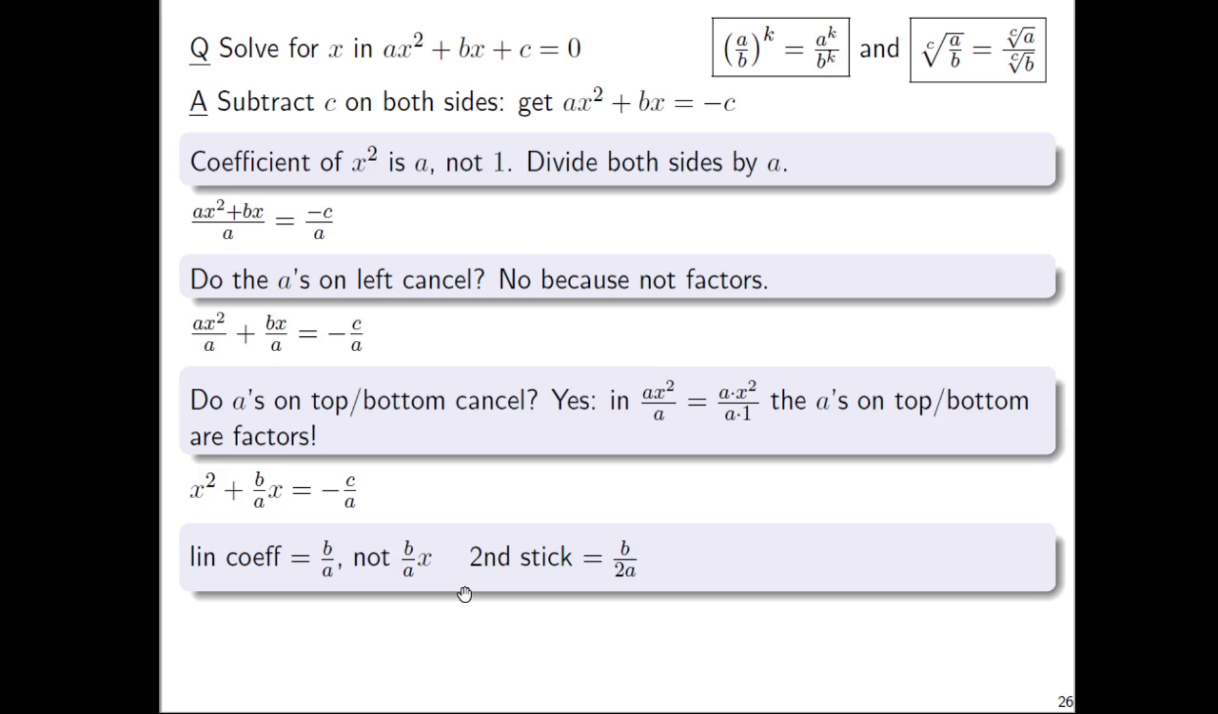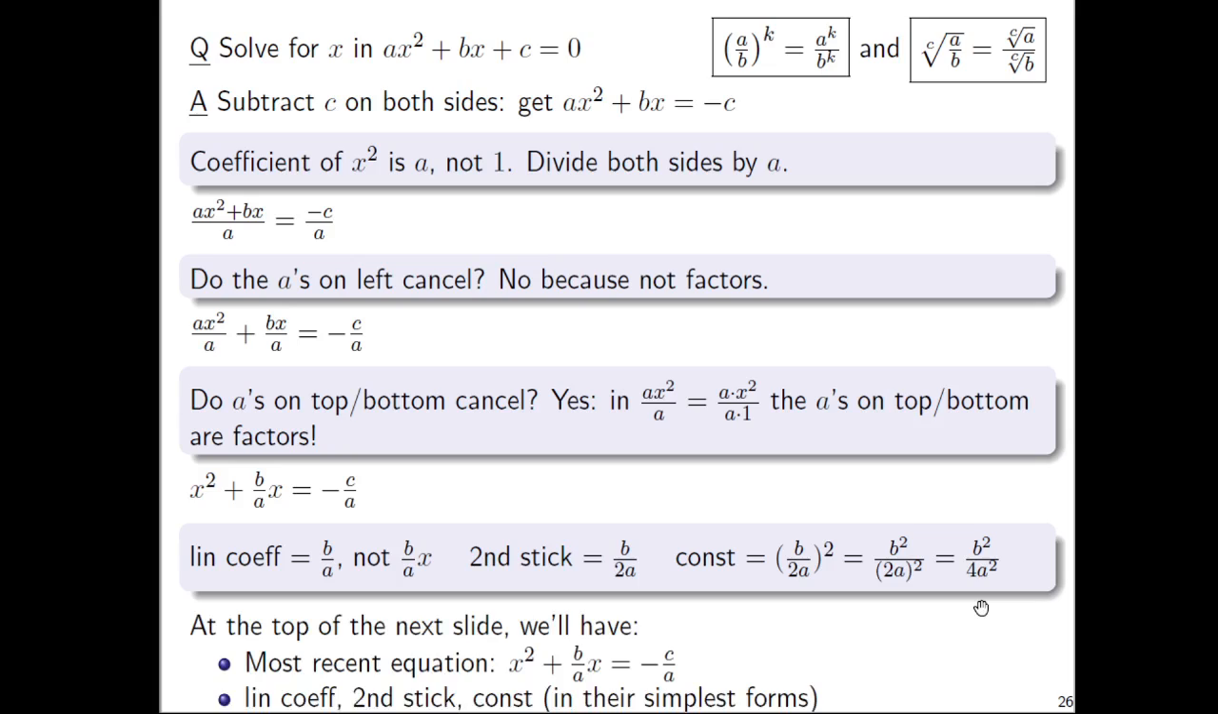So then half of that, meaning to divide by 2, is the same as introducing a factor of 2 in the denominator. The second stick is b over 2a. And then the constant that we need to add to both sides is take that second stick, namely b over 2a, wrap it in parentheses, and then square it. Now, how does that work out? Well, that's where a formula from earlier that's highlighted in the upper right in red. We will square the top and square the bottom separately, right? That a to the k over b to the k. And then that can even simplify just further as b squared over 2 squared a squared, or in other words, 4 times a squared. Okay, so at the top of the next slide, let's mention these things.